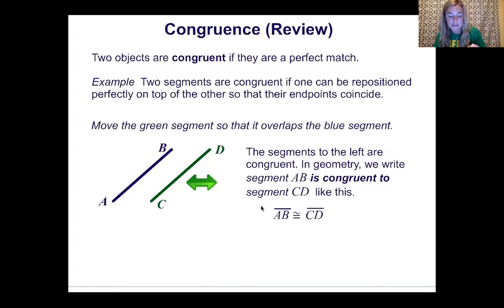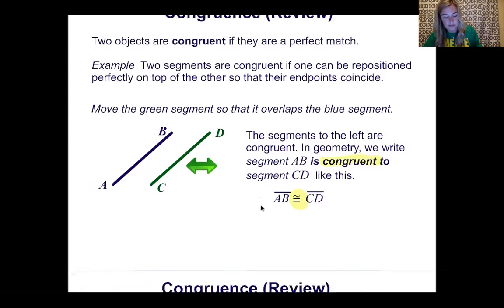So essentially you could take the green segment and place it on top of the blue segment and it would be exactly the same match. Everything about it is the same. Something else that you want to note is that right here, it's working now, yay. This is the symbol for congruent. Sometimes you won't see that they've written out congruent. Sometimes they will just use the symbol for congruence.